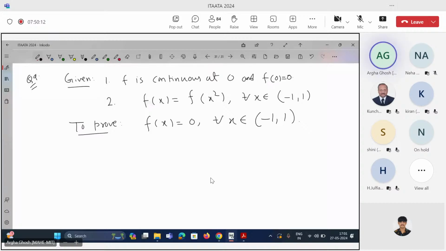For any C, let C belong to the set of all real numbers. So f of C is f of C to the power 2 to the power n, for all n belonging to the set of natural numbers. Is it clear? 2n or 2 to the power. So power of power.